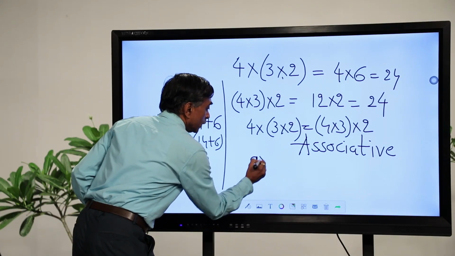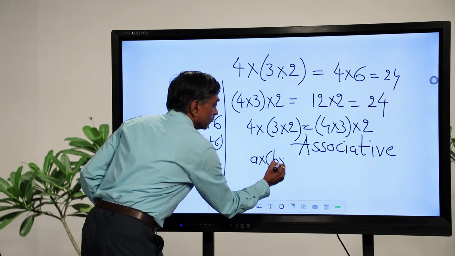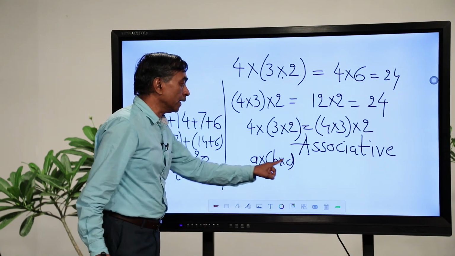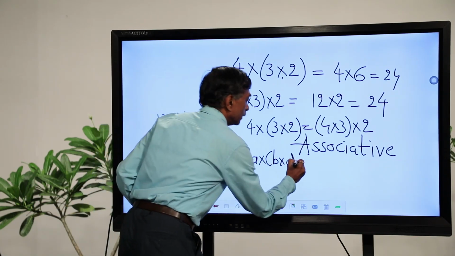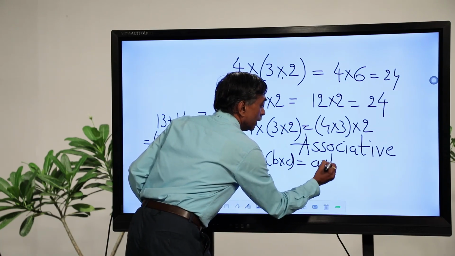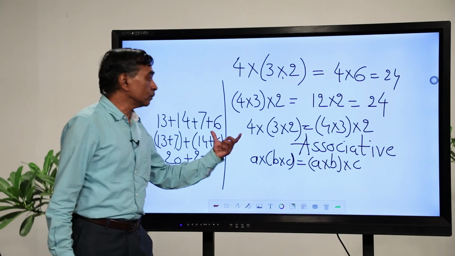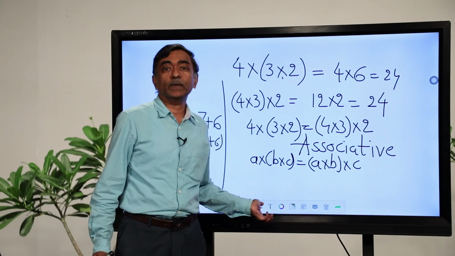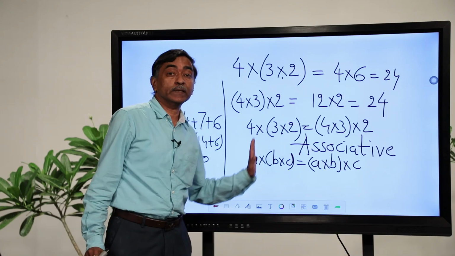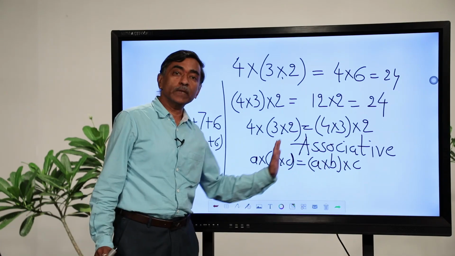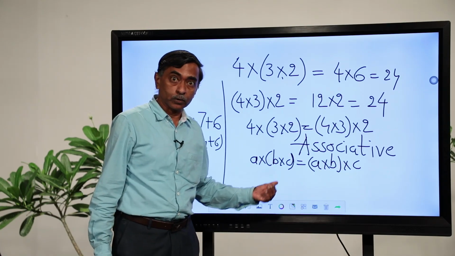You have combined the numbers in a different way, that is, first I combined B and C under this operation, then I combined A and B and then combined it with the remaining number. I find that both these mathematical expressions are the same. So, I say that this is equal to this. The same thing will happen under addition also.